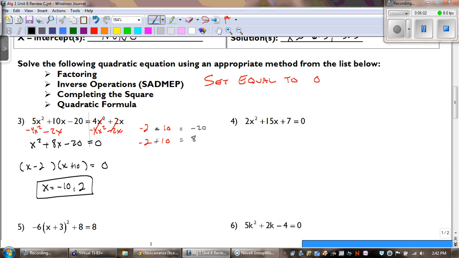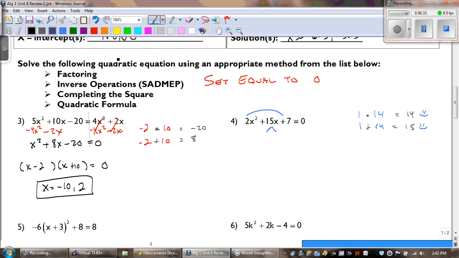Okay, number 4. Number 4 is already set equal to 0, so we want to see if we can factor it. So 2 times 7 is 14. Are there numbers that multiply to get 14 and add to get 15? And there are, guys. It's 1 and 14. It works for both of those, okay?